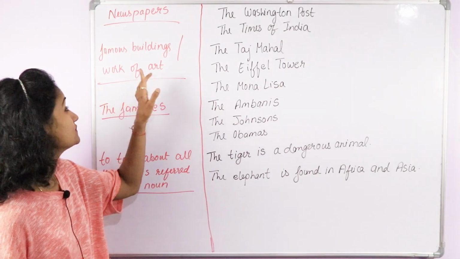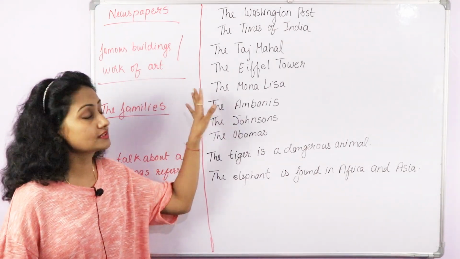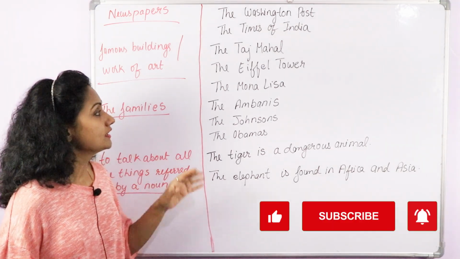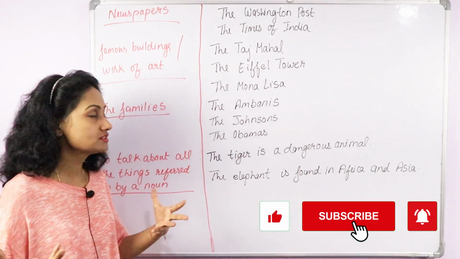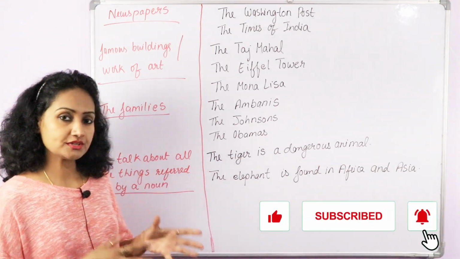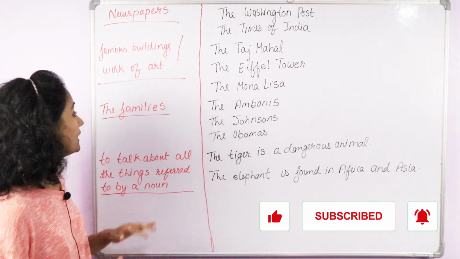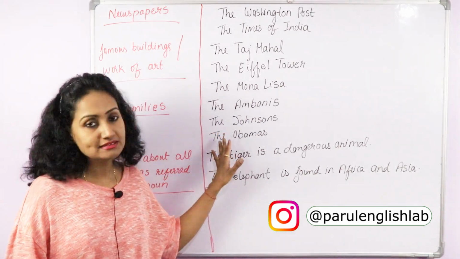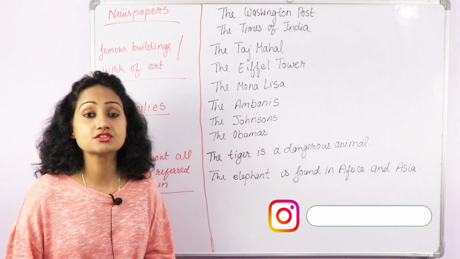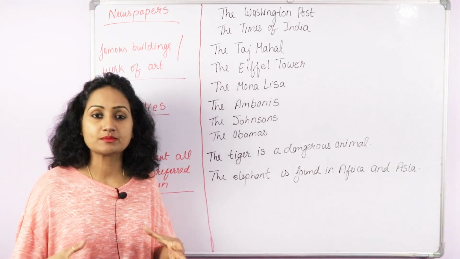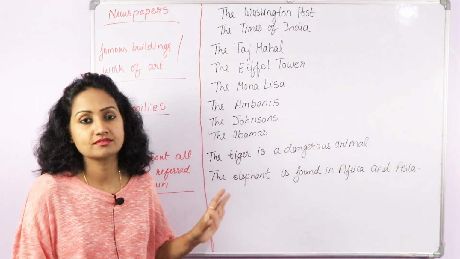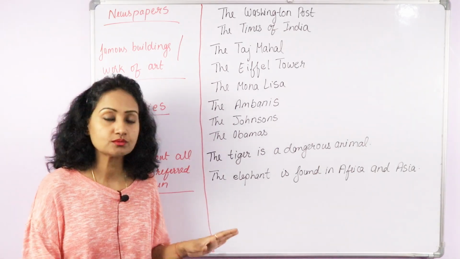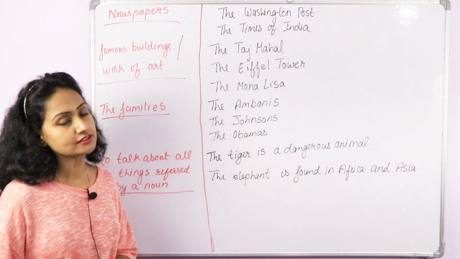Next, with famous buildings or works of art: the Taj Mahal, it's a famous building. The Eiffel Tower, the Mona Lisa, it's a famous artwork. So here we use the article. The families: the Ambanis, the Johnsons. Did you invite the Johnsons to the wedding? That means all the family members of this family, the Johnsons. Okay, the Obamas. So here we use the article.